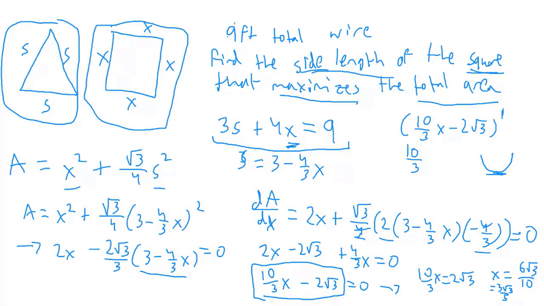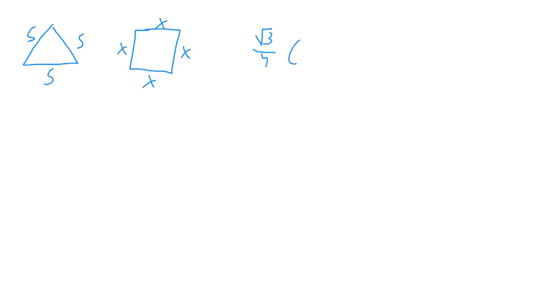So let's suppose, let me just clear it. So we have our triangle, S, and our square, X, X, X, X. If we give all of our wire to our triangle, our area will just become √3/4 times 3 squared equals 9/4 √3.